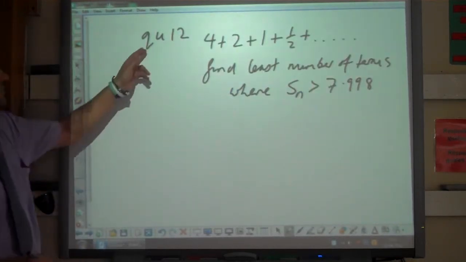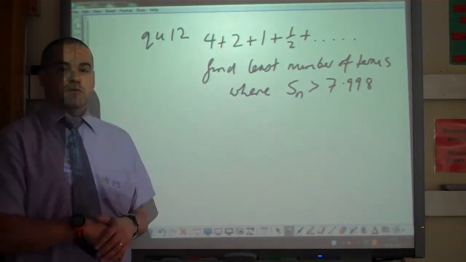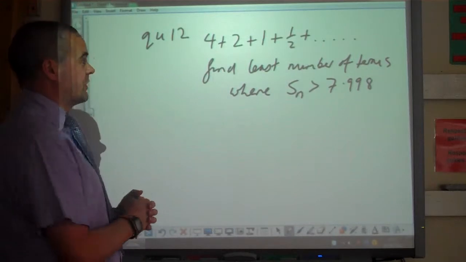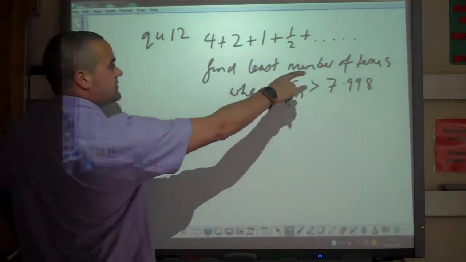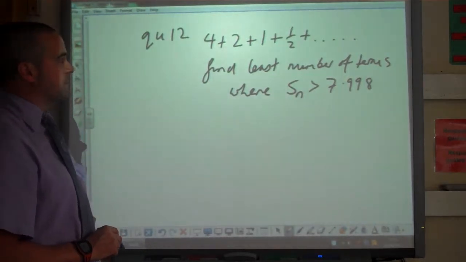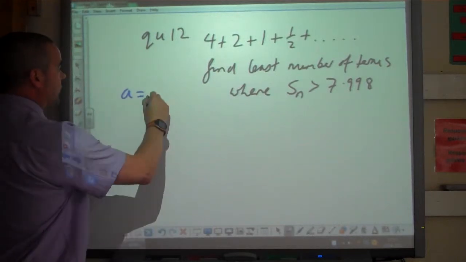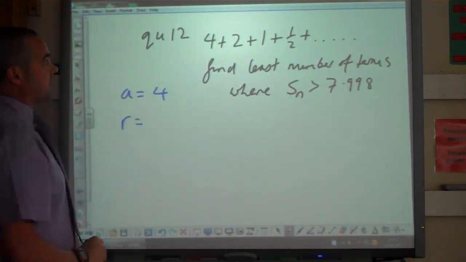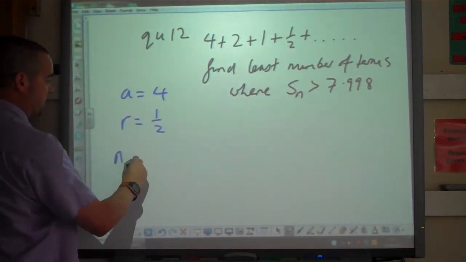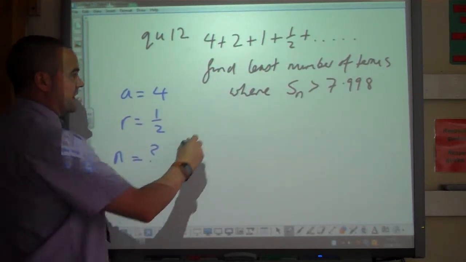And the last question is question 12. Once I've done this, you can have a go at the rest of 19E, and there'll be one more video to do, and that will finish off chapter 19. Find the lowest number of terms where Sn is greater than 7.998. Again, we're going to start off writing down what our letters are. A is 4 in this case, R is a half, because I'm multiplying by half each time, and n is what we're trying to find out. So I can fill this in again here.